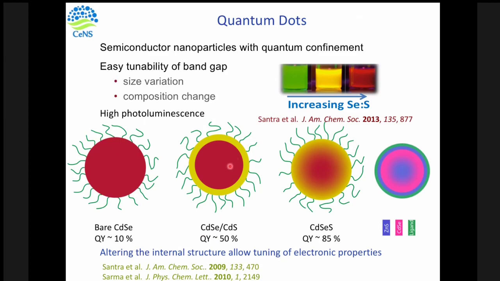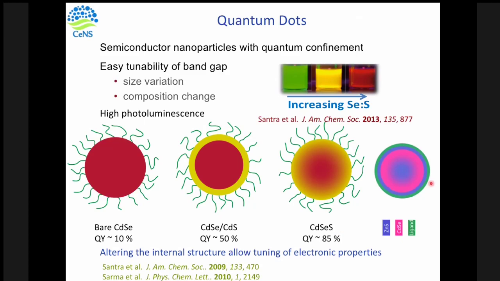But still, cadmium selenide and cadmium sulfide have different lattice spacing, so there is a lattice mismatch. That's why the efficiency still is not very high. But when you go gradually from CdSe to CdS, as the lattice spacing is changing slowly, the quantum yield is very high. We can get around 85%.